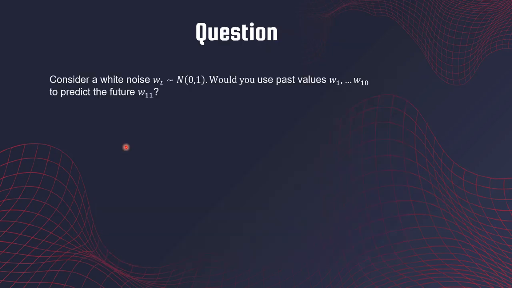So here's a quick question. Suppose you have a white noise which is independent and normally distributed. Suppose you have observations from time point 1 to time point 10. Would you use these 10 values to attempt to predict the value at W11? Would you use the past values to predict the future? Make sure you write your answer in the discussion section on Canvas.